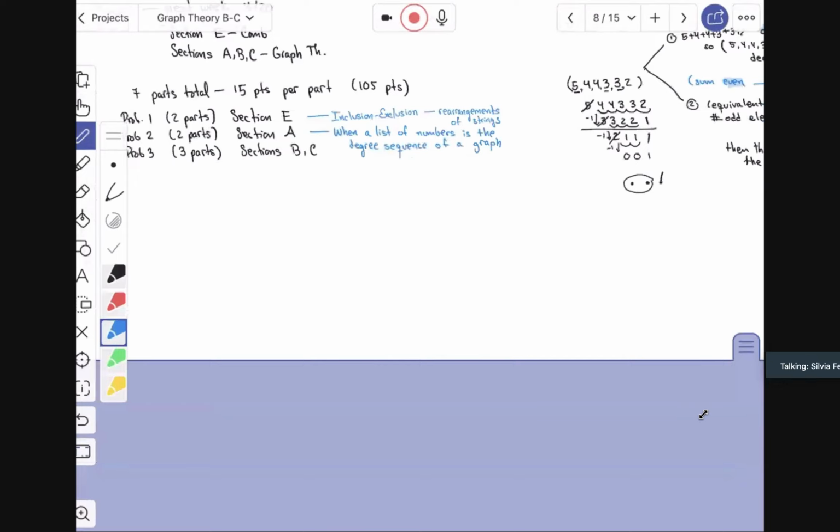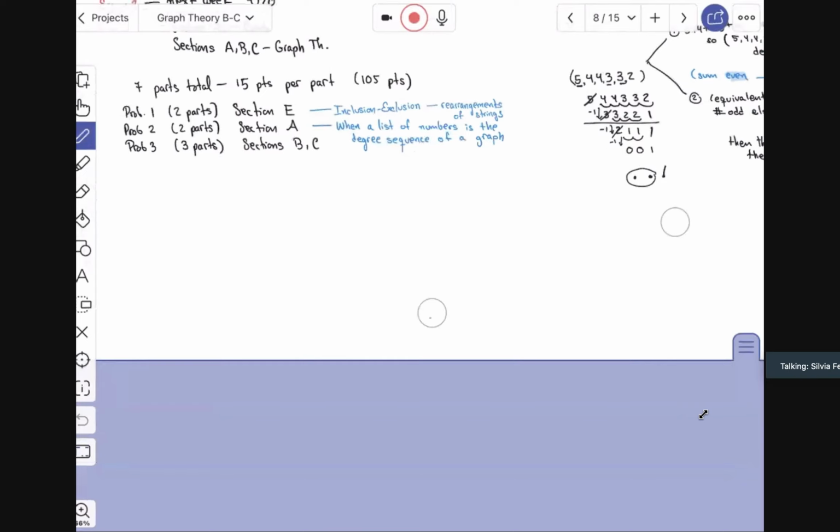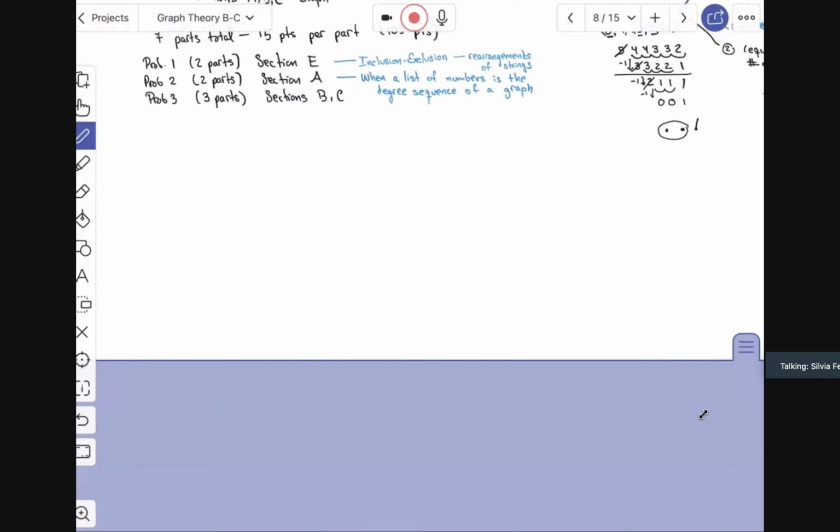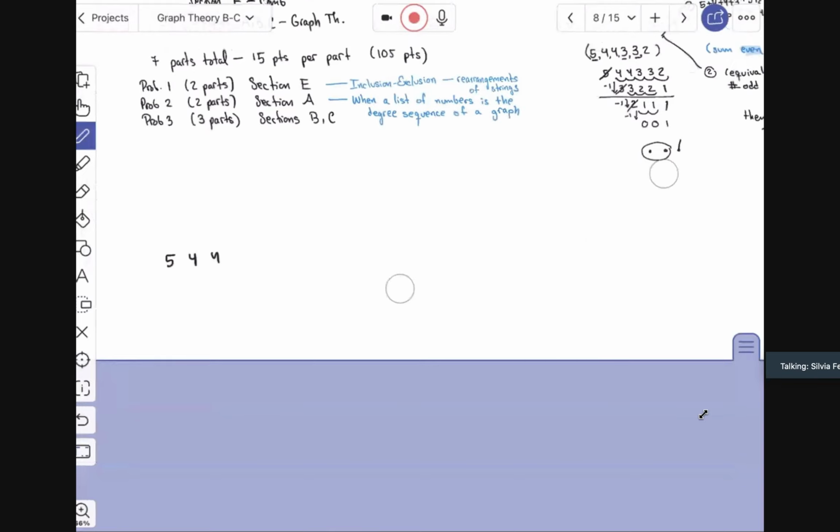If it is the degree sequence of a graph, I'm actually asking you to give me the picture of one graph that has that degree sequence. So for that, you actually need to complete the algorithm and then go backwards, constructing your graph. I don't know if you remember that. Let me make up another example.